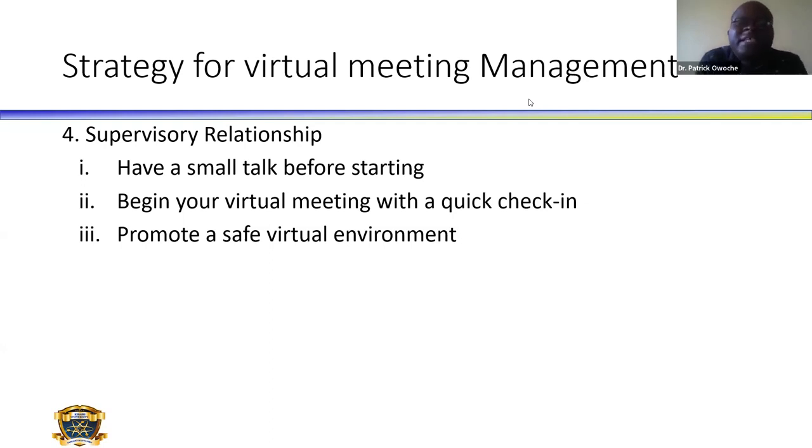And then promote a safe virtual environment where everybody feels appreciated. Nobody is belittled. They feel appreciated. They are listened to. The environment should be moderated fairly based on the supervisory model and the approach, two supervisors to one student or two supervisors to a team. In all the cases, there is need for that safe virtual environment.